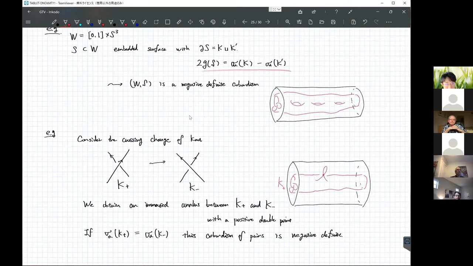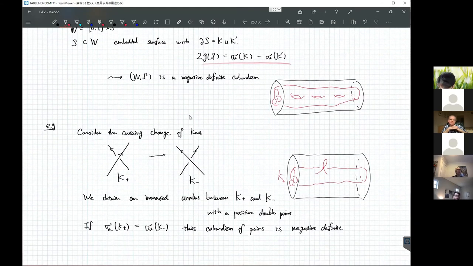And the second is an example of negative definite cobordism in which S is immersed. Consider the crossing change of a knot. Then we can form a cobordism of pairs in which S is immersed with a positive double point. And if the Tristram-Levine signatures of these two knots, K plus and K minus, are equal, then this cobordism of pairs is negative definite.